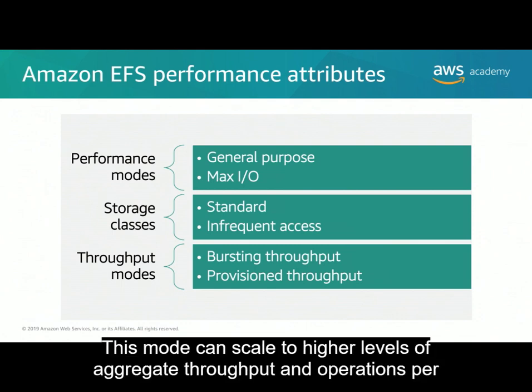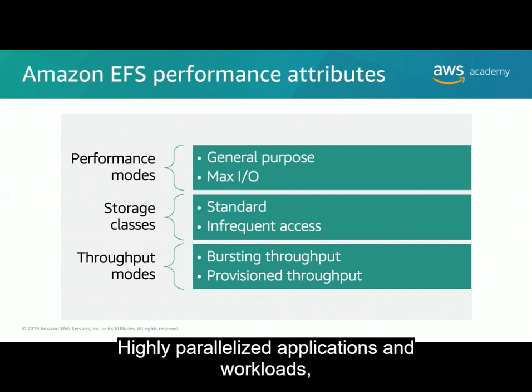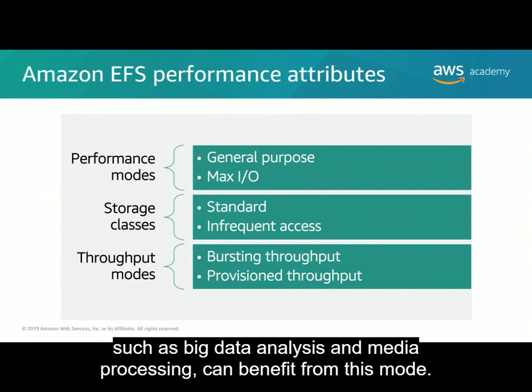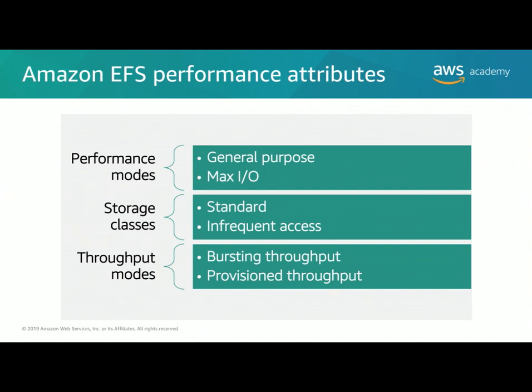This mode can scale to higher levels of aggregate throughput and operations per second. However, the trade-off is slightly higher latencies for file operations. Highly parallelized applications and workloads, such as big data analysis and media processing, can benefit from this mode. Note, you can't change the performance mode of a file system after it has been created.